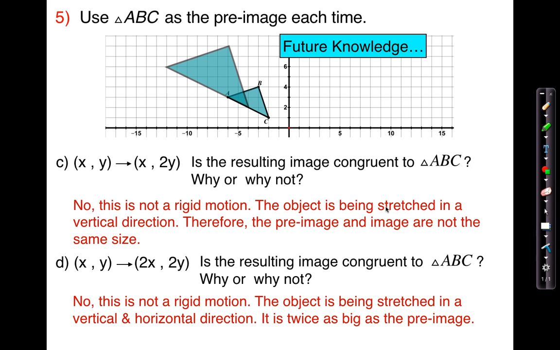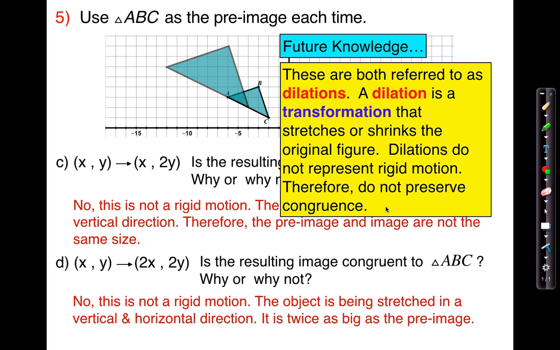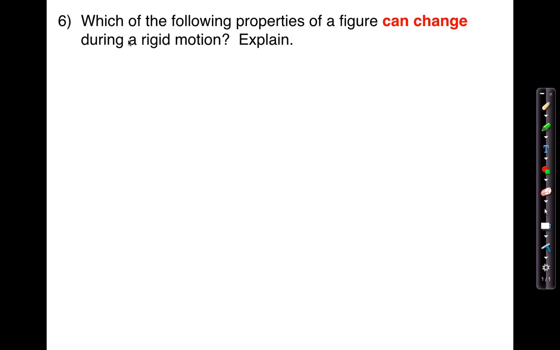Okay, just some future knowledge. These are both referred to as dilations. A dilation is a transformation that stretches or shrinks the original figure. Dilations do not represent rigid motion. Therefore, they do not preserve congruency. Let's go ahead and answer some more questions.